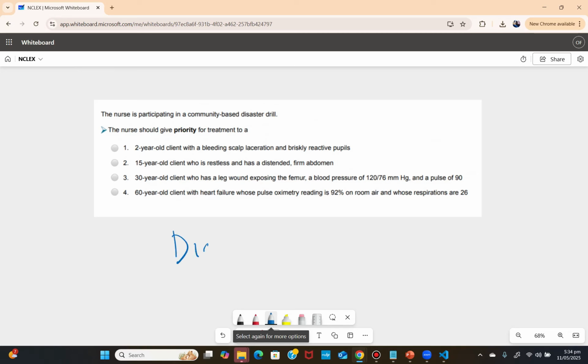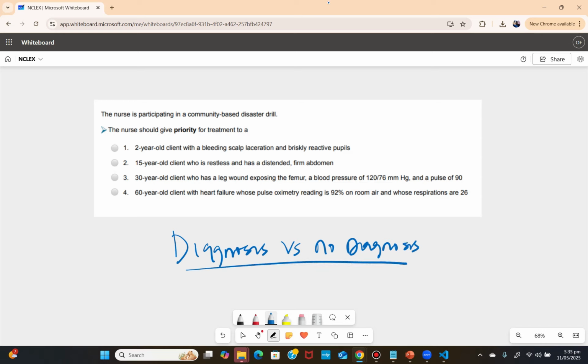Let's talk about diagnosis versus no diagnosis. So this is the principle I'll be using in answering this prioritization question.